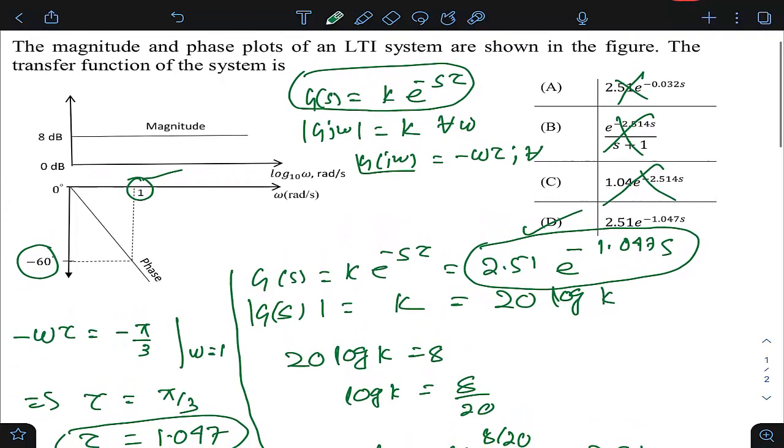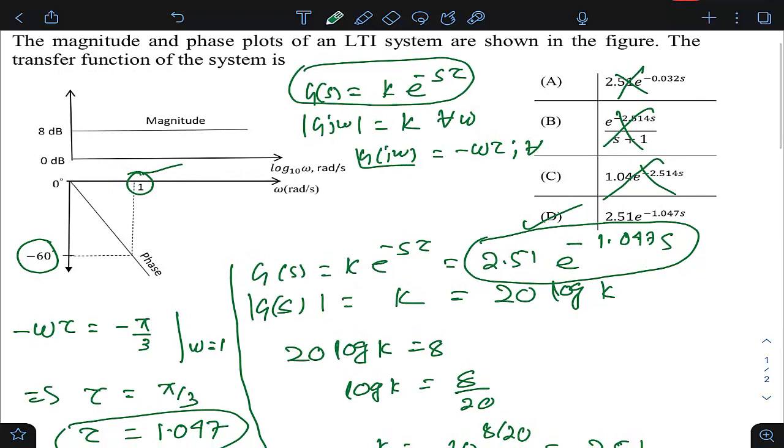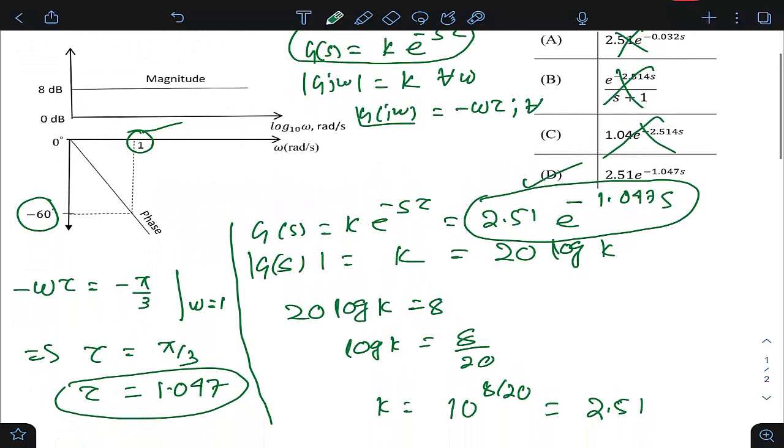Just a simple problem, students. Because I'm explaining every step, I have taken 5 minutes of time, but if you solve in a proper flow, it is not more than 2 minutes. So magnitude is constant, phase is linearly decreasing, which means it is the model transfer function k into e raised to power minus s tau. By taking the magnitude plot directly, you can get the value of k, which is 2.51. And by selecting the phase at frequency omega equals 1, which is minus pi by 3, we get the value of tau as 1.047. By substituting k and tau here, this is the resulting transfer function.